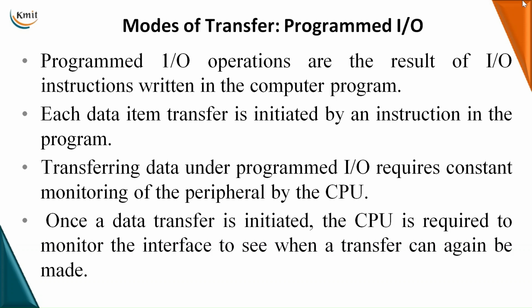Each data item transfer is initiated by an instruction that exists in the program. Transferring the data under programmed IO requires the constant monitoring of the peripheral or the corresponding IO device, and that is done by the CPU. Once the data transfer is initiated, the CPU has to query the interface unit of the particular IO device to see when a transfer can again be made.